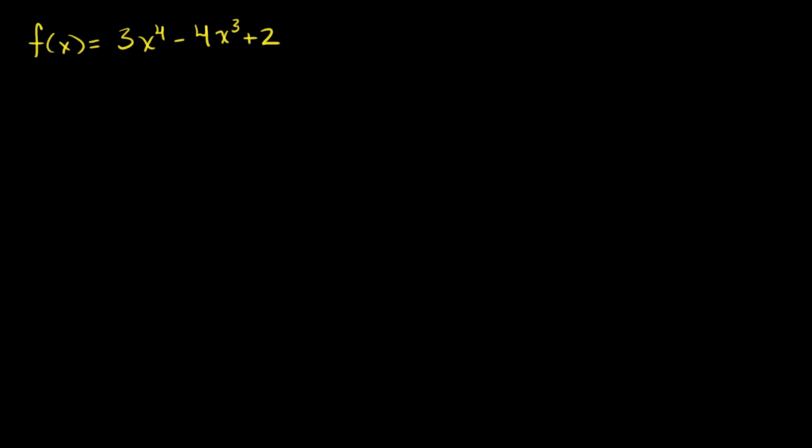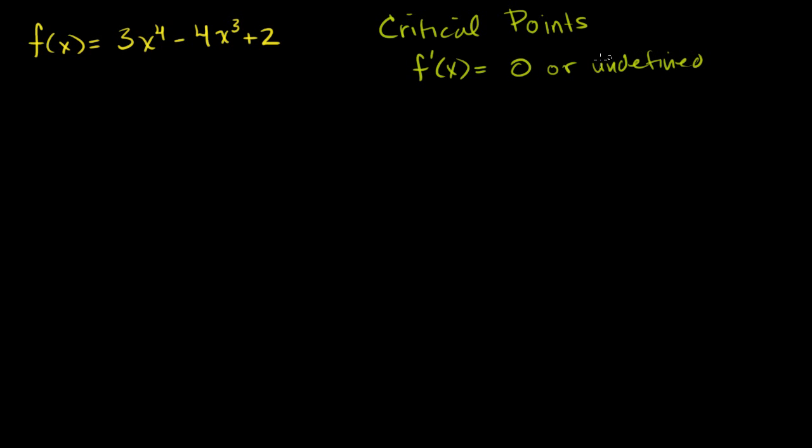So the first thing we probably want to do is figure out the critical points. And just as a refresher of what critical points means, it's the points where the derivative of f of x is 0. So critical points are where f prime of x is either equal to 0 or it's undefined. This function looks differentiable everywhere.